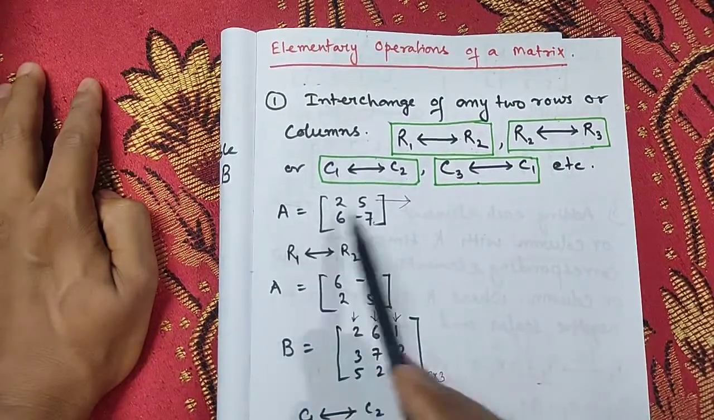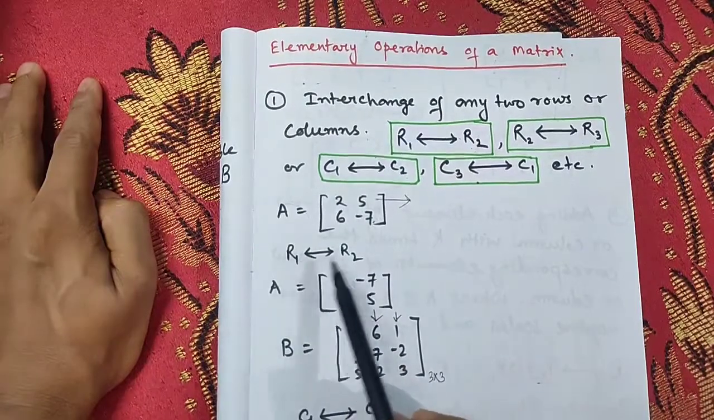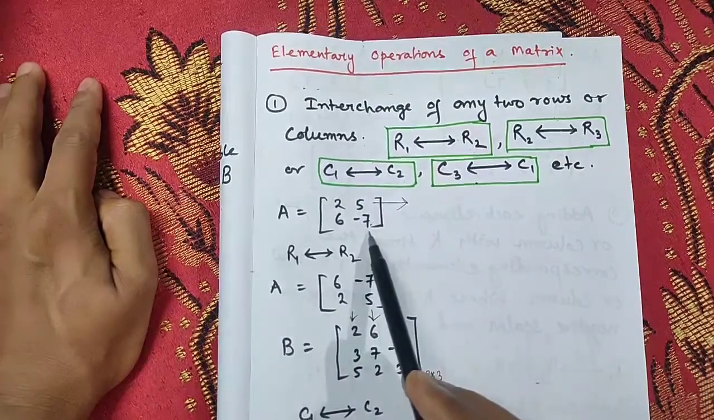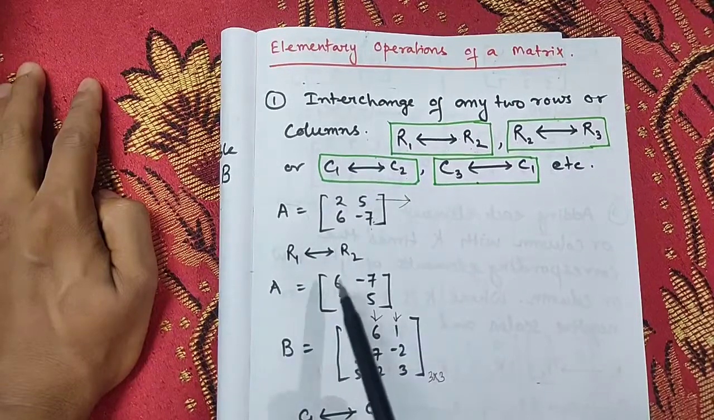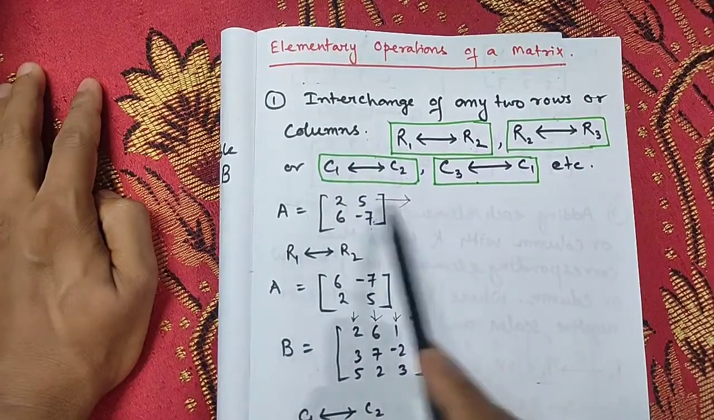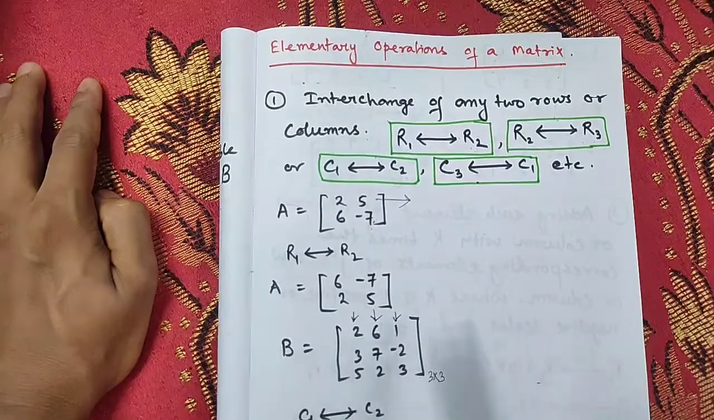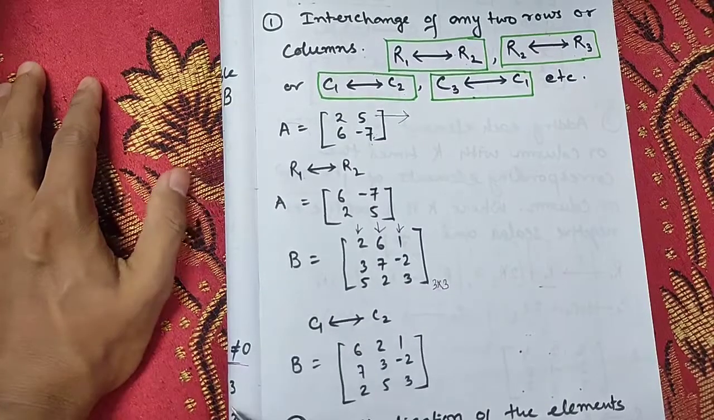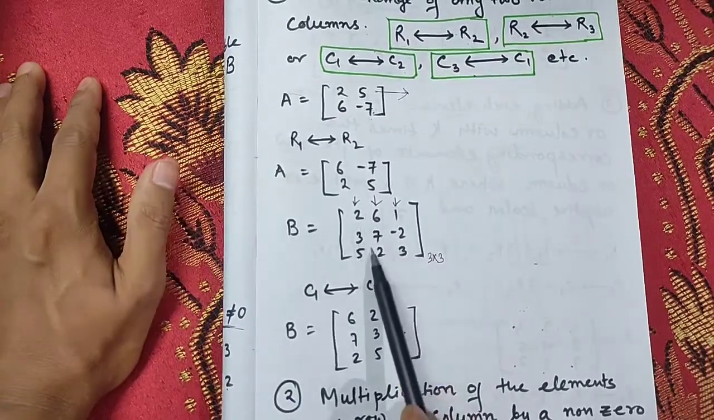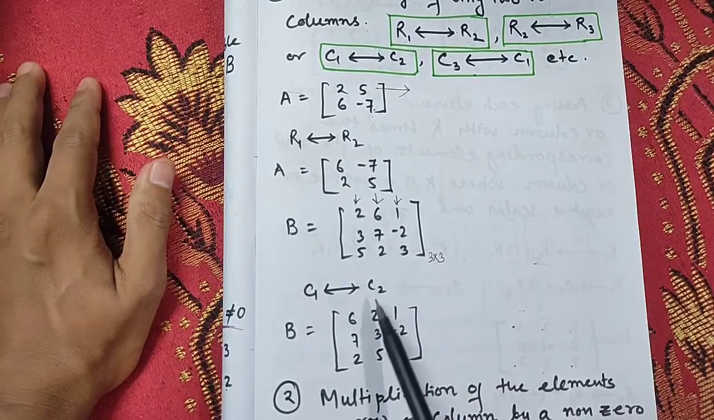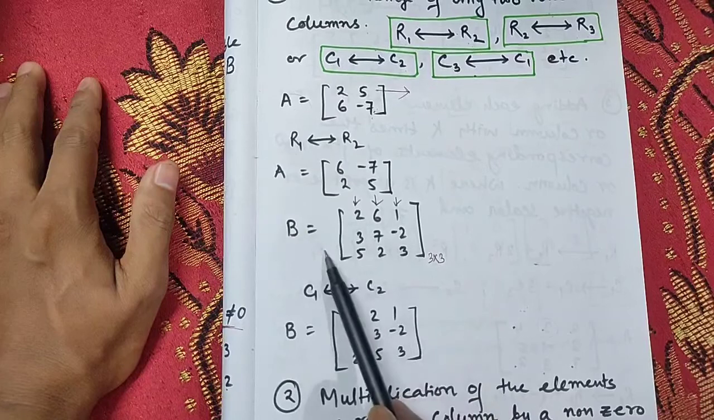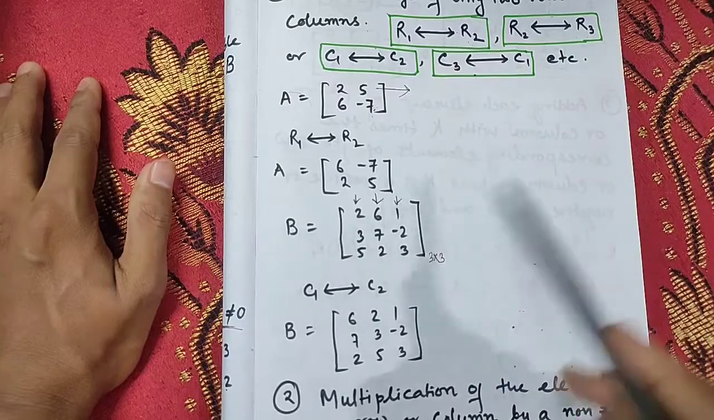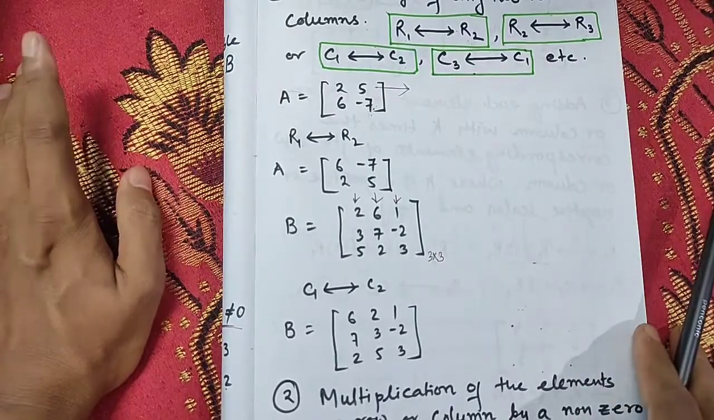Suppose this is a matrix A, and we perform R1 ↔ R2. What will happen? The first row becomes the second row, and the second row comes to the first. So 6, -7, 2, 5 is in the first row, and it is coming to the second place. Next, matrix B is given. If we perform C1 ↔ C2, that means column 1 (2, 3, 5) will come in the place of (6, 7, 2), and (6, 7, 2) will come in the place of (2, 3, 5). So like this we perform the interchange of rows and columns. This is operation number 1.